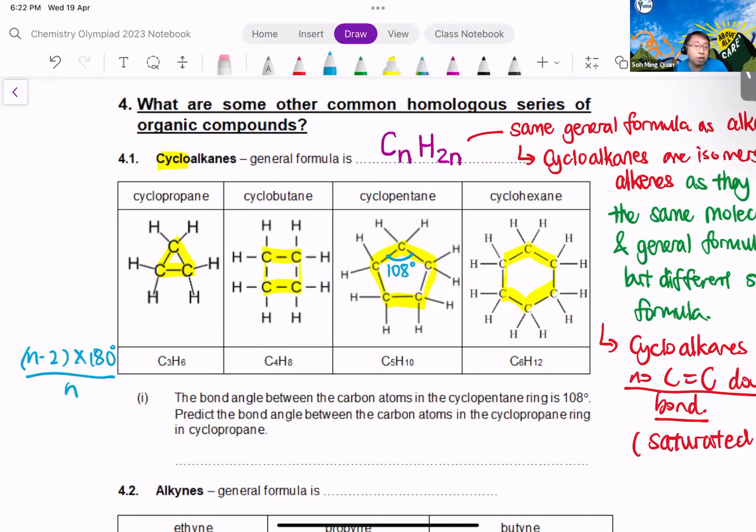So now, can you predict the bond angle between the carbon atoms in cyclopropane? The answer is obvious. Cyclopropane is a triangle. It's an equilateral triangle. So the bond angle is 60. All right.